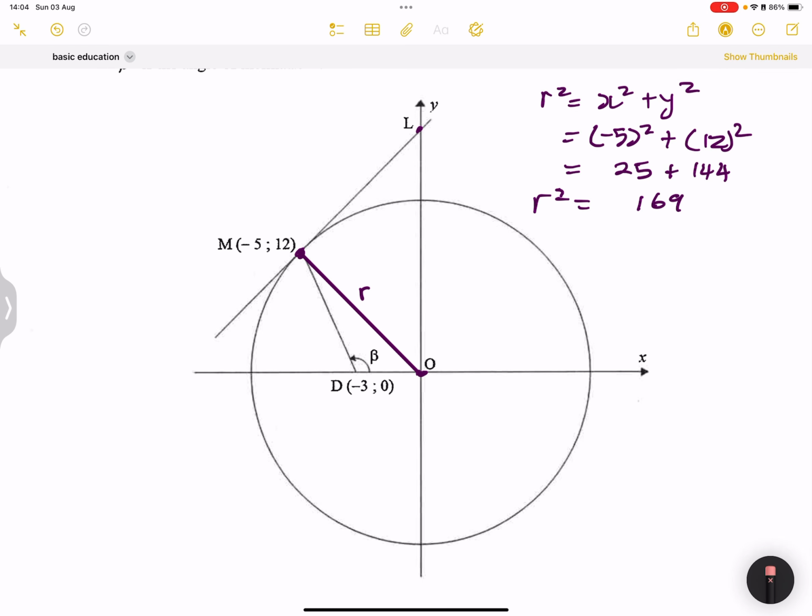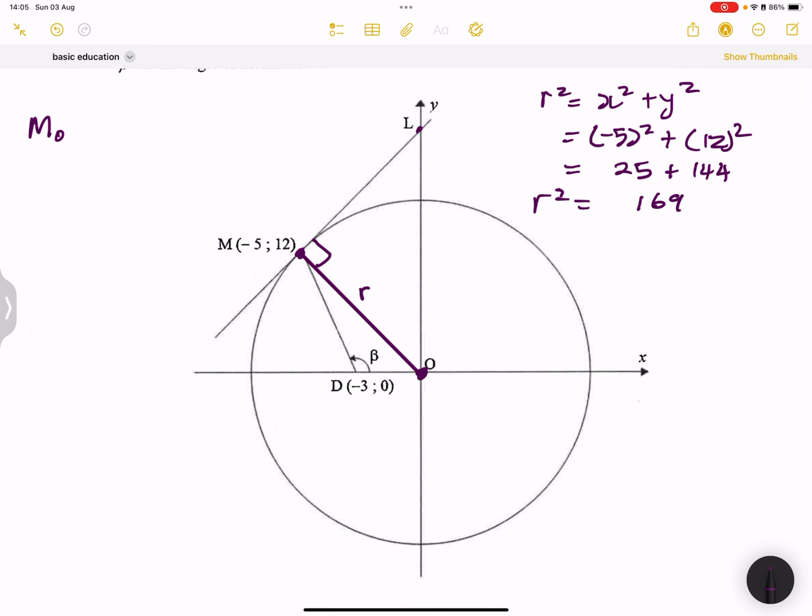Remember, we've got a theorem that says if we've got a line from the center, it will be perpendicular to the tangent. So the tan-radius theorem: tangent perpendicular to radius. So that should be 90 degrees. Let me just indicate it there. And so that means that the product of their gradients should be equal to -1. So let me find the gradient of OM.